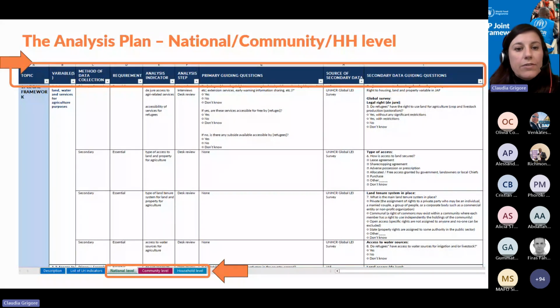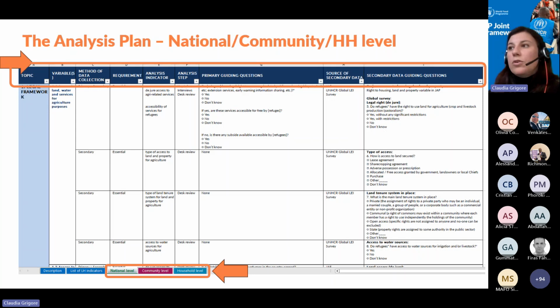Then you have the column called primary guiding questions. Here it provides the questions to be used to collect the data for those indicators where you don't have any secondary data and you want to collect it as primary data. And if there's no data to be collected here, you'll just have none specified. As you can see here in the column, we have a few examples.